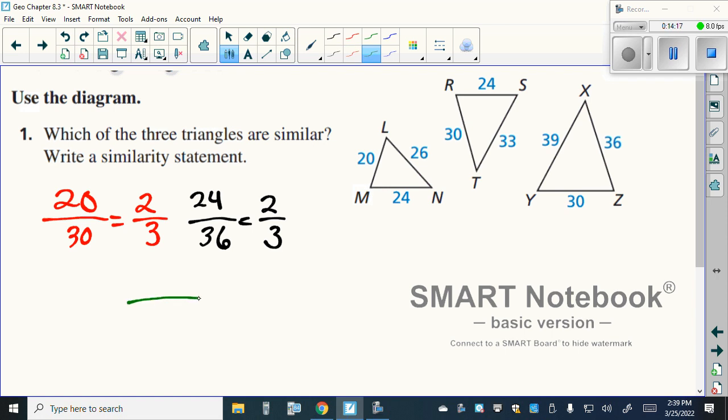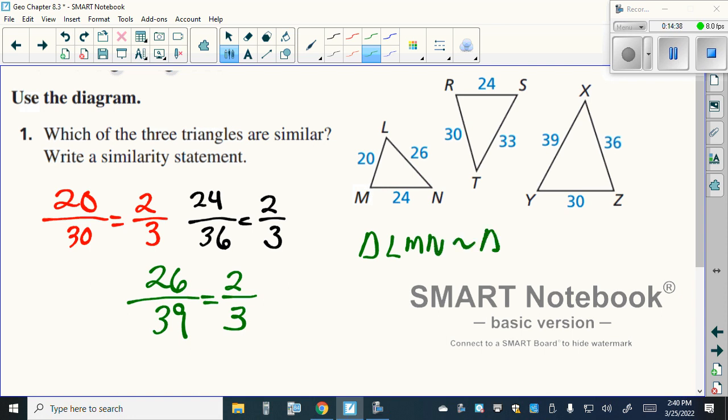And the last set of sides is, well, this one has a common factor of 13. So they do work for all three, which tells us that triangle LMN, because I just picked LMN. So let's see here. So I went LMN.